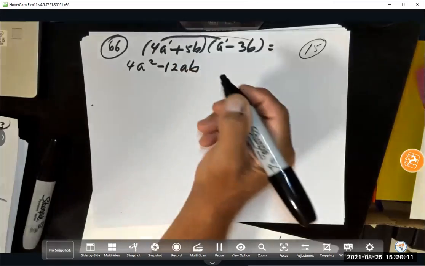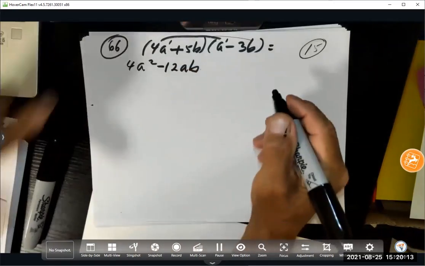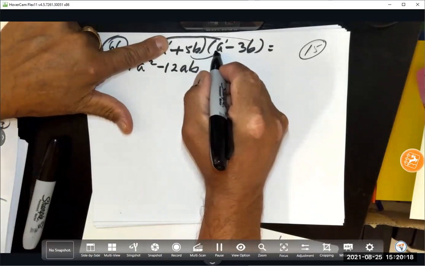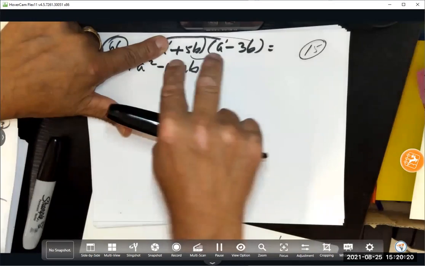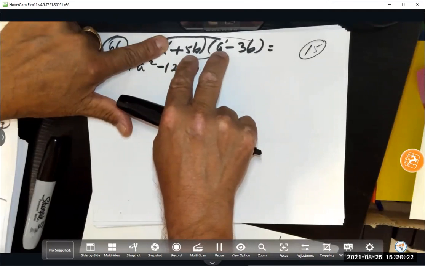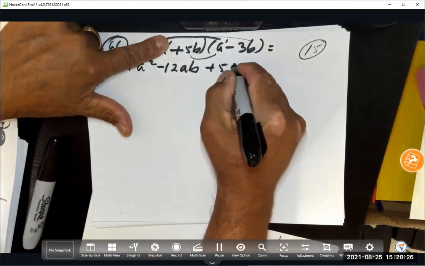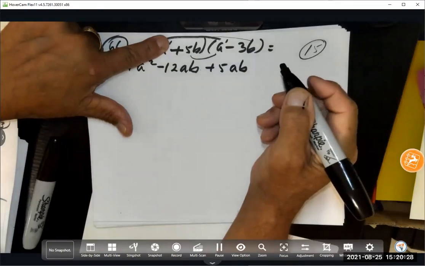12A and B. All right. So we got that part. Now this one. 5B times A, or A times 5B. What do you think this is going to be? 5AB. Yes. And like I said, you can just switch them out if you want to. So 5AB.